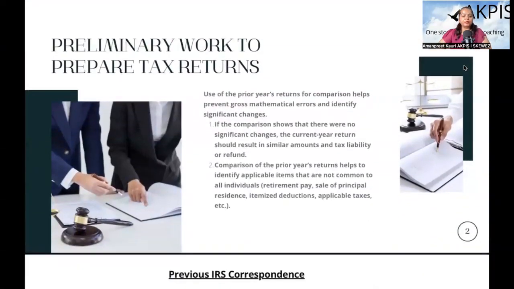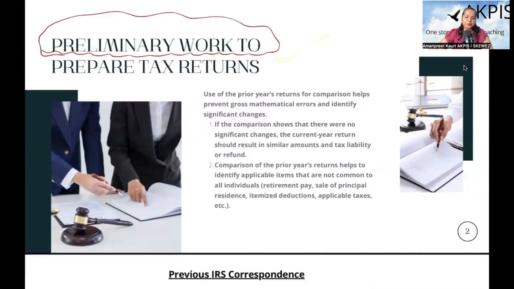Now, here another discussion starts, which is related to the preliminary work to prepare tax returns, right? So let's discuss that. Why is certain preliminary work required before you actually file your tax returns? Why is it so? So let me tell you.